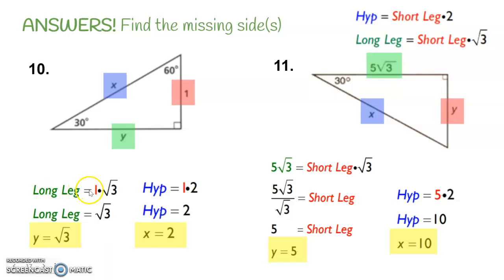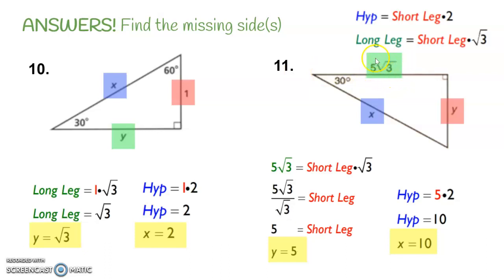Long leg is equal to the short leg, which is 1, times the square root of 3. 1 times the square root of 3 is just the square root of 3. That's how I knew the value of my long leg. My hypotenuse from the top formula is the short leg, which was 1, times 2, so 2. Done. Now for problem number 11, it did matter which formula you used first.